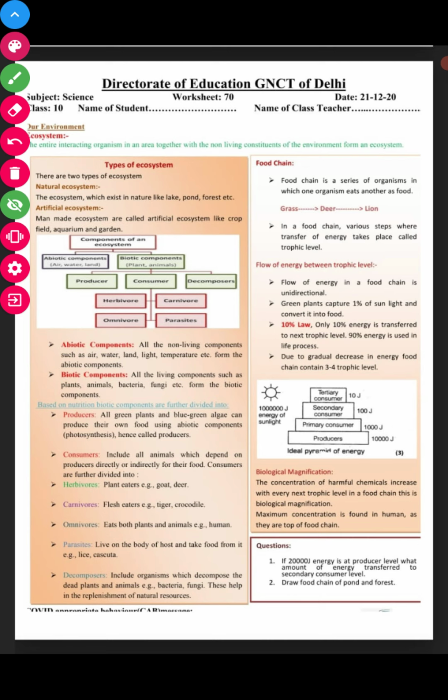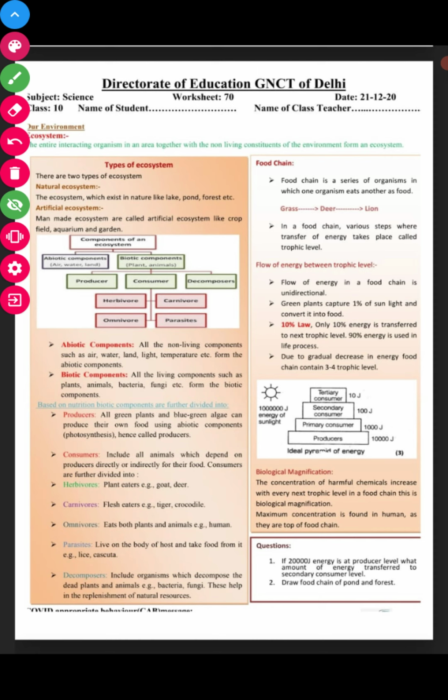Okay. Now coming to decomposers. Decomposers include organisms which decompose dead plants and animals, for example, bacteria and fungi. These help in the replenishment of the natural resources. See, decomposers include all organisms which feed on dead or decaying plants as well as animals. Basically, they are bacteria and fungi. They release a kind of enzyme from their body, and that helps in the replenishment of the natural resources. And they get their food from these dead plants and animals.